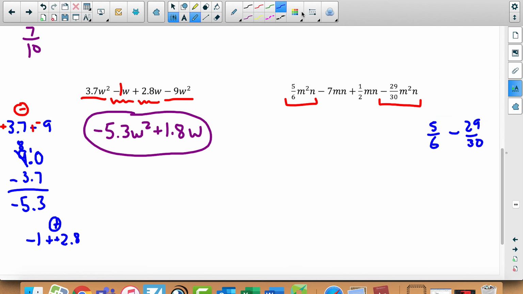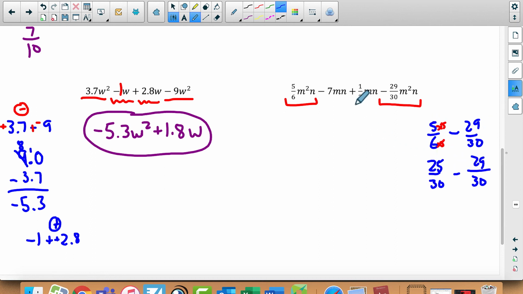Well, it's hard to see which one's bigger right now. Let's get common denominators. Common denominator is 30. So obviously the second one's going to stay exactly the same. What do we have to multiply the 6 by? We've got to multiply that by 5 and by 5. So 6 times 5 is 30, and 5 times 5 is 25.